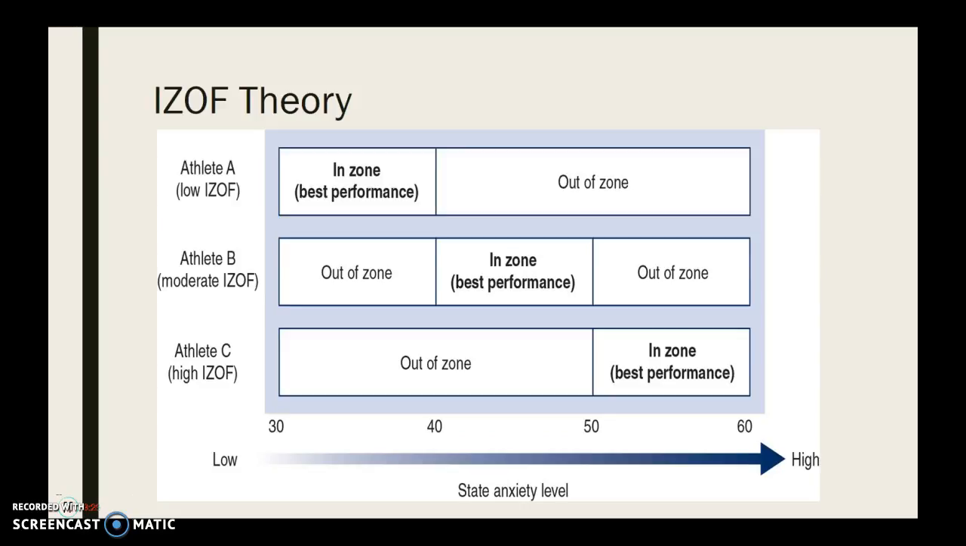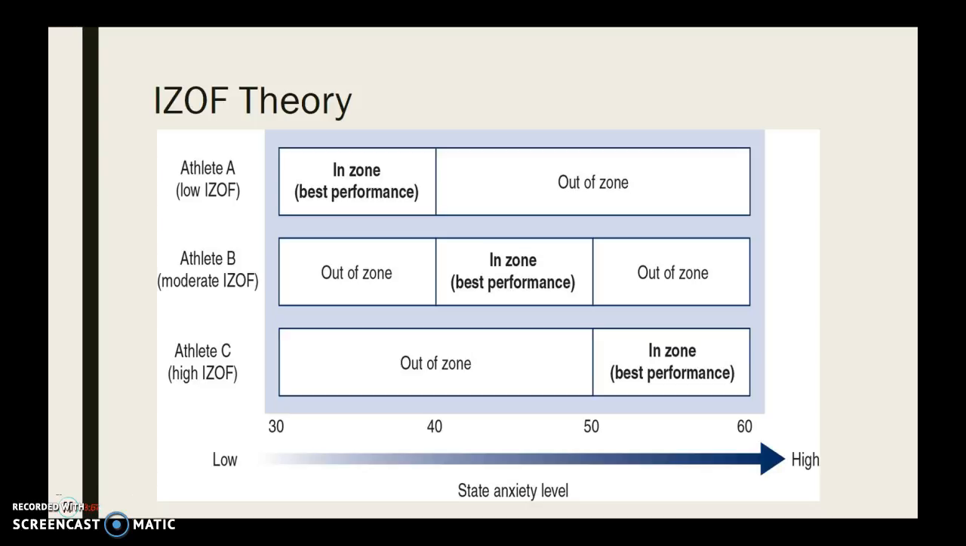IZOF theory is the last theory, and it was brought forward by Hanin in 1986. This suggests that each athlete has individual differences in certain levels of anxiety which are optimum. During this, athletes feel in control of performance and they have effortless performance. It shows certain levels of anxiety are better for different types of people. The skills performed during this bring fun and enjoyment to the athletes, and the athlete's attention and concentration is focused. This is all categorized by optimum levels of anxiety.